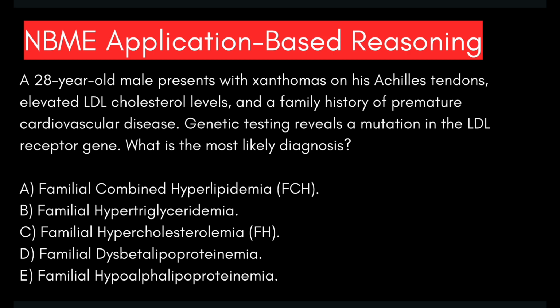Going on to our NBME application-based reasoning questions. So we have a 28-year-old male that presents with xanthomas on his Achilles tendons, elevated LDL cholesterol levels, and a family history of premature cardiovascular disease. Genetic testing reveals a mutation in the LDL receptor gene. What is most likely the diagnosis? We just covered this a few minutes ago. I'm expecting most of y'all to know this. I'll give you guys a few seconds to think it through.